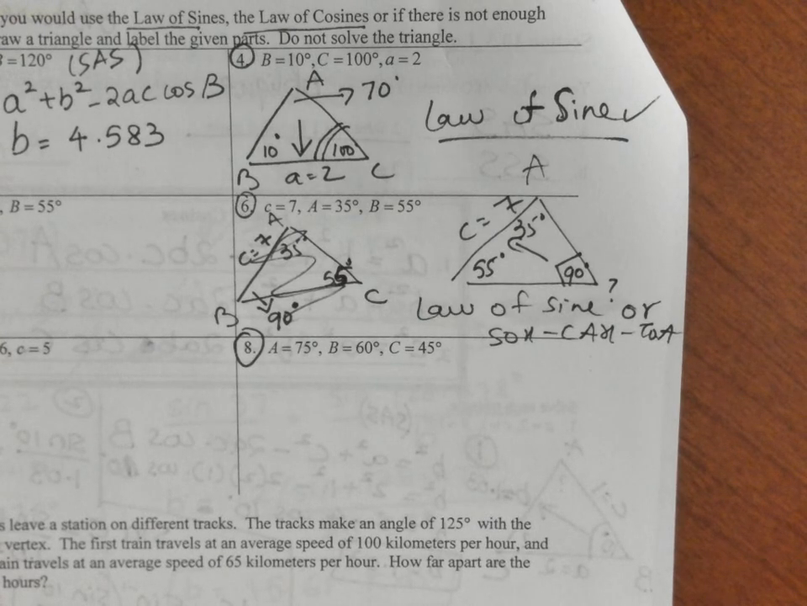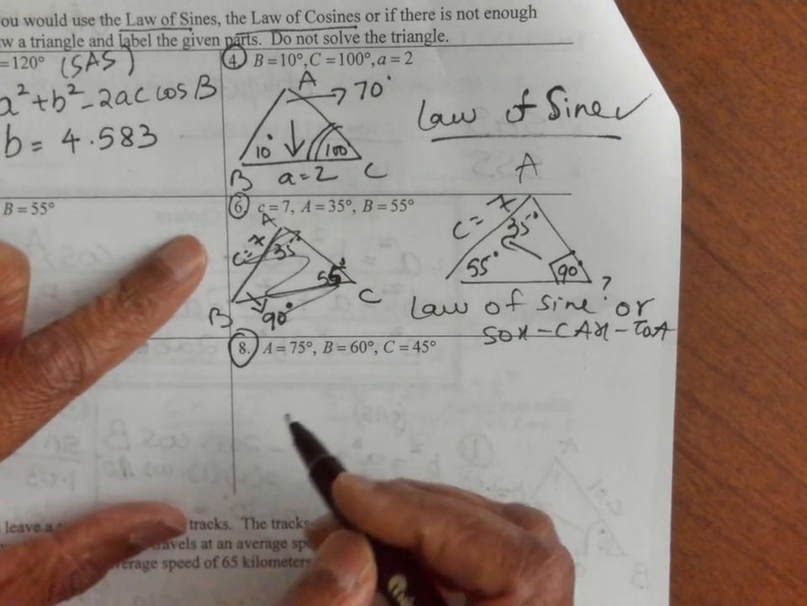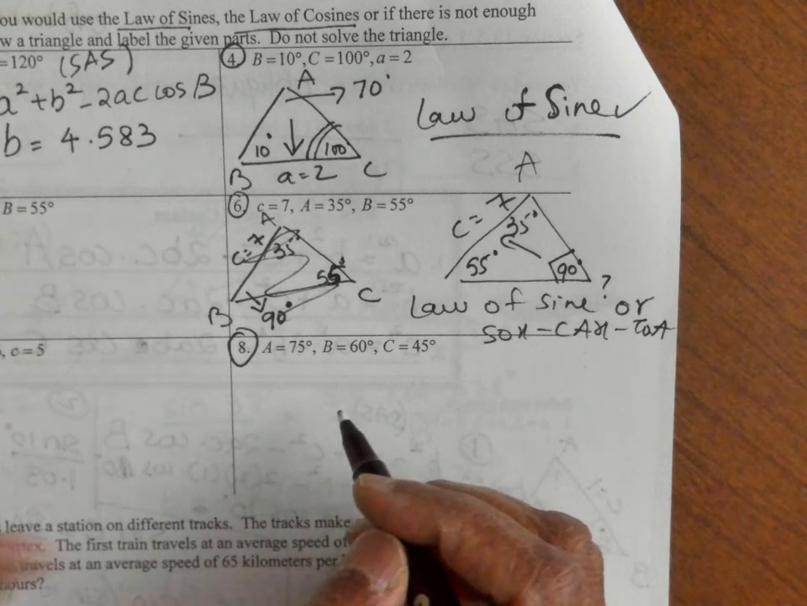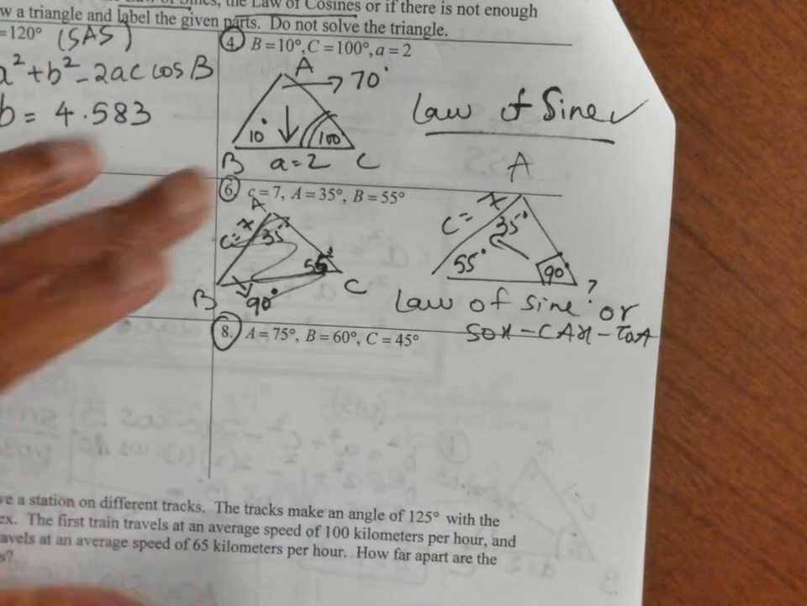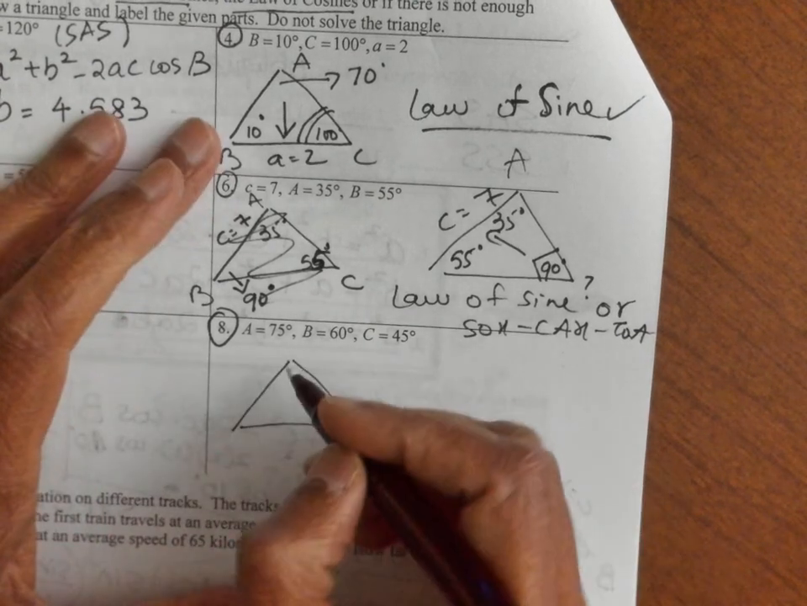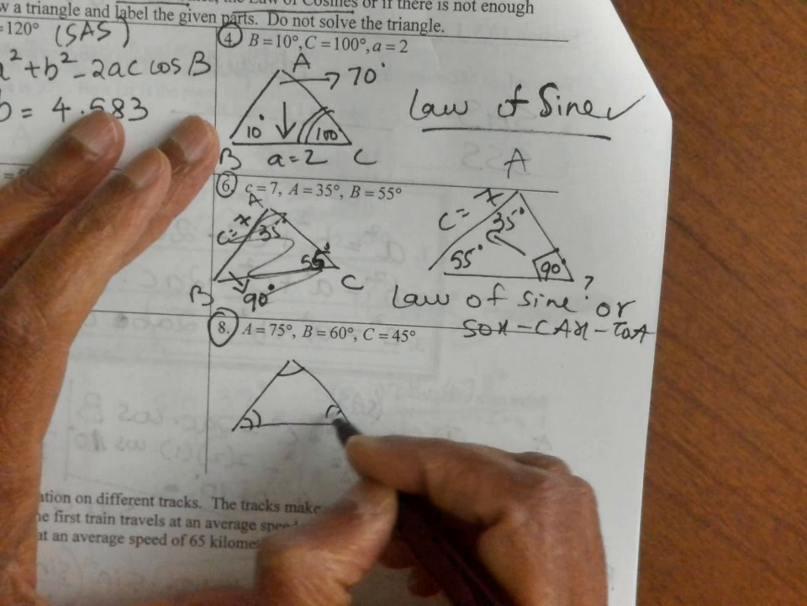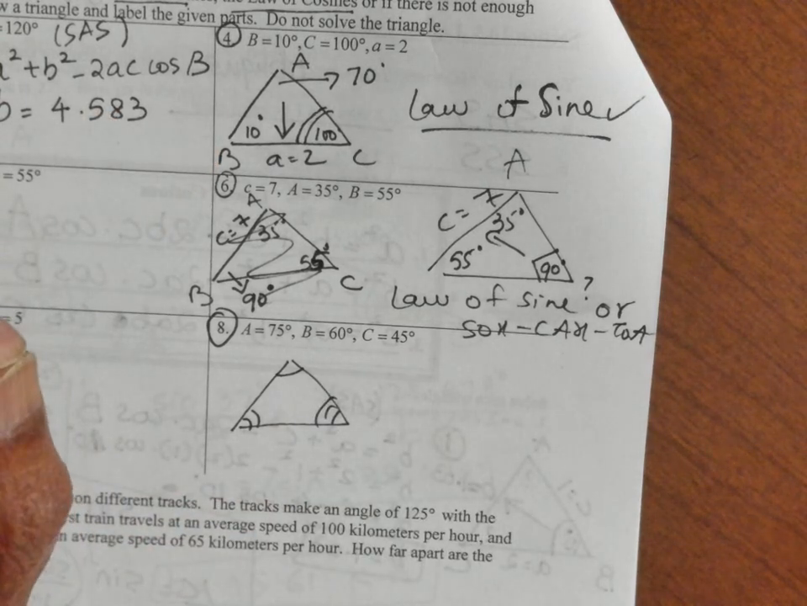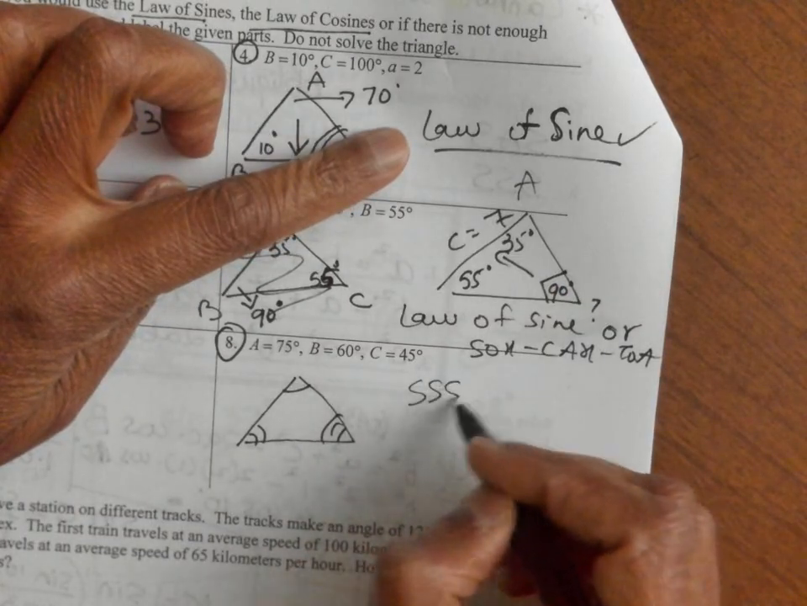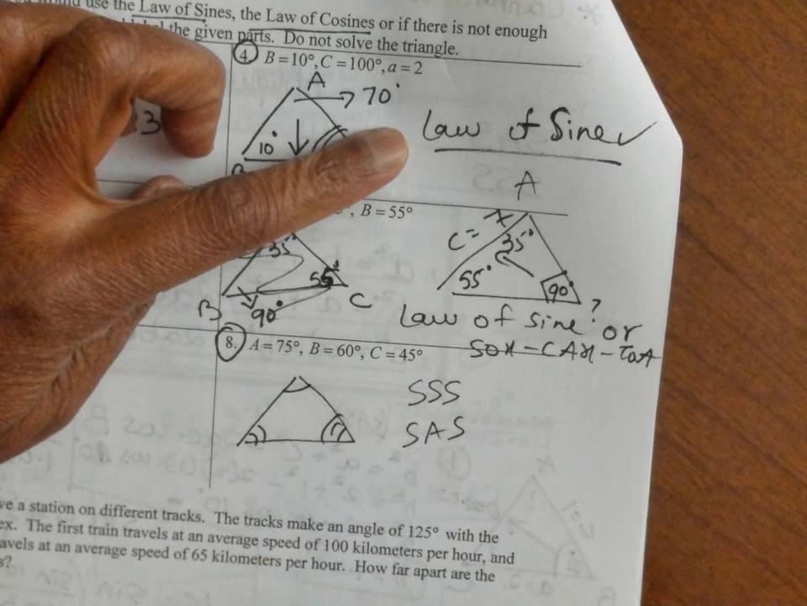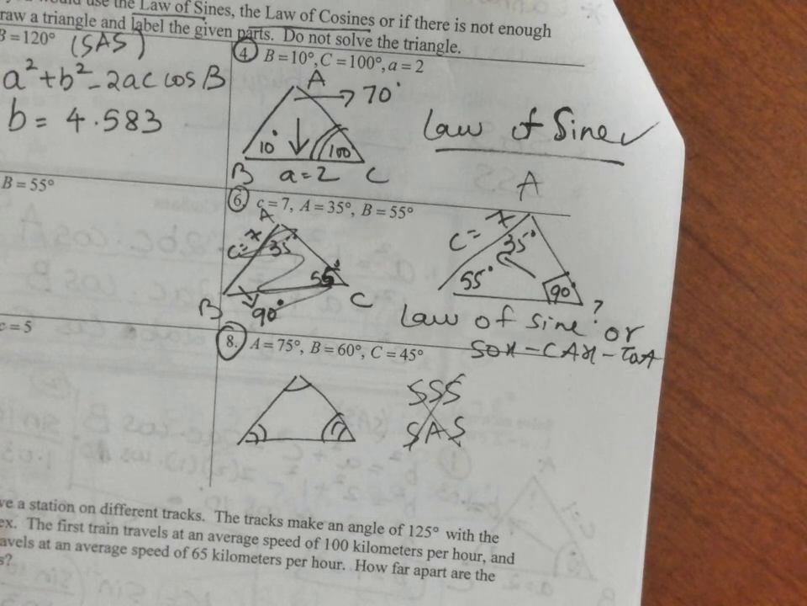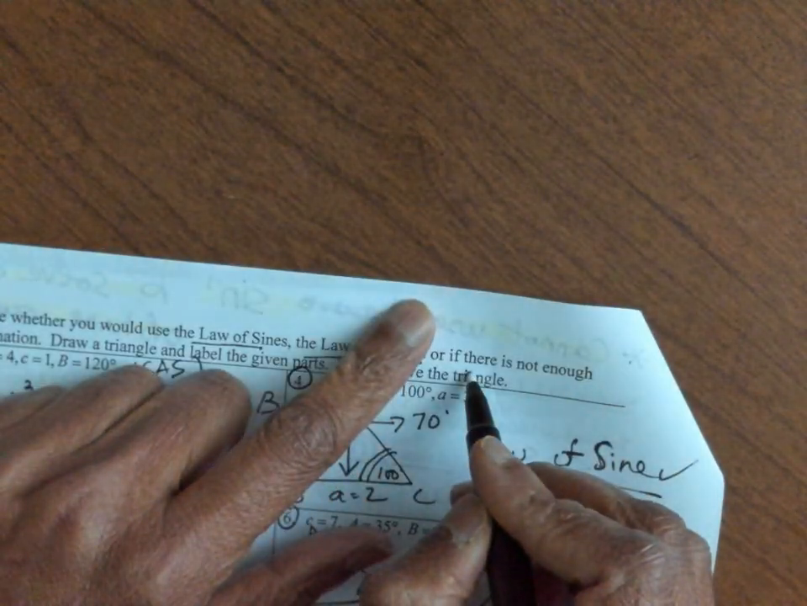Alright, let's look at number 8. What do I do in number 8? I have 3 sides and no angles at all. I'm sorry, I have 3 angles and no sides at all. What do you guys think? I'm not even going to draw this. If you're given 3 angles and no sides, I cannot use law of cosine, because for law of cosine I need all 3 sides or 2 sides and an angle. So law of cosine is out. Can I use the law of sine? I cannot. So basically, this is where you're going to say there is not enough information.